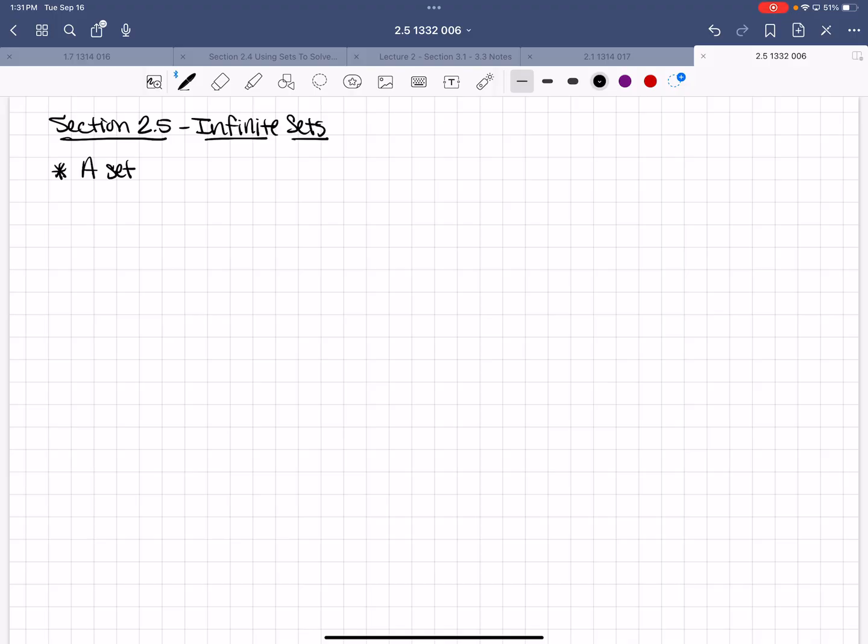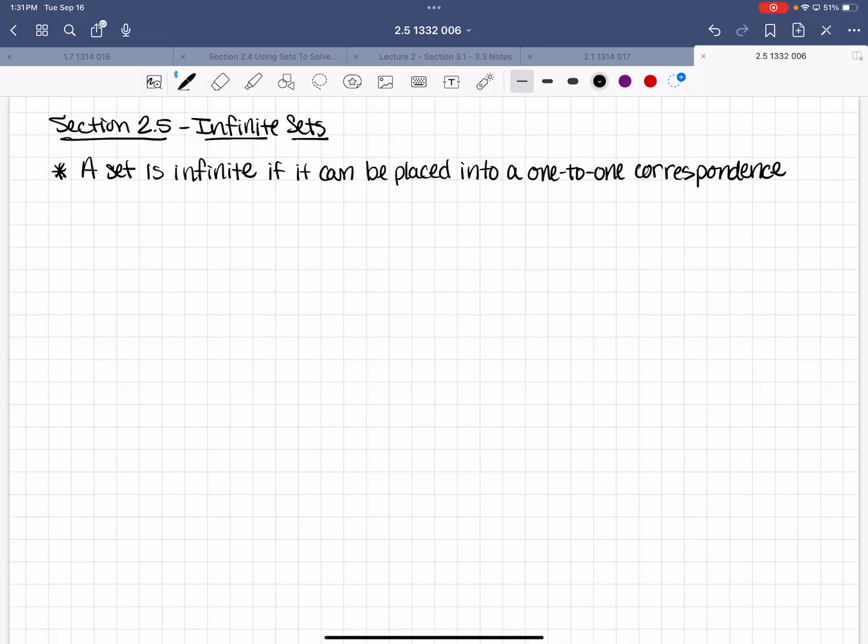of a little recap. A set is infinite if it can be placed into a one-to-one correspondence with a proper subset of itself.